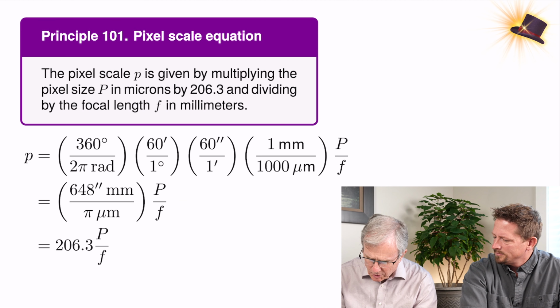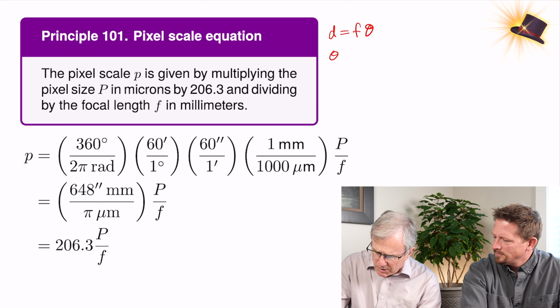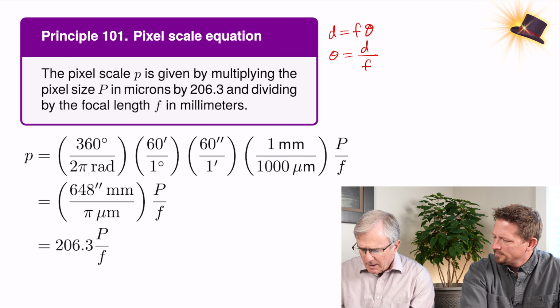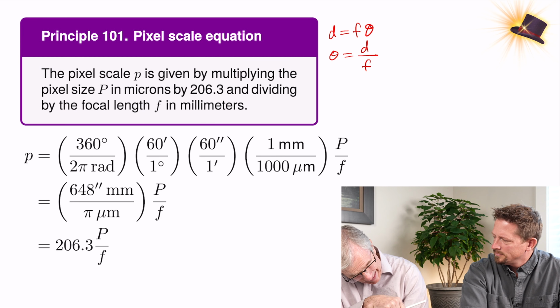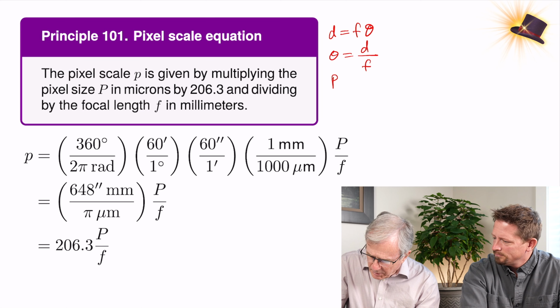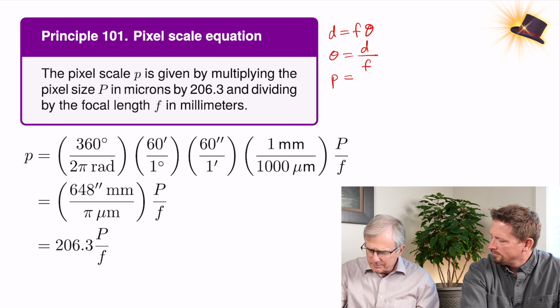So what we're going to do is take that D equals F theta, and we're going to solve that for theta. We're going to divide both sides by F. So theta is going to be D over F. And then we're going to say, all right, the pixel scale, that's an angle, right? Yeah, it's an angle. So we're going to replace that theta by little p. It's an angle measured in arcseconds.